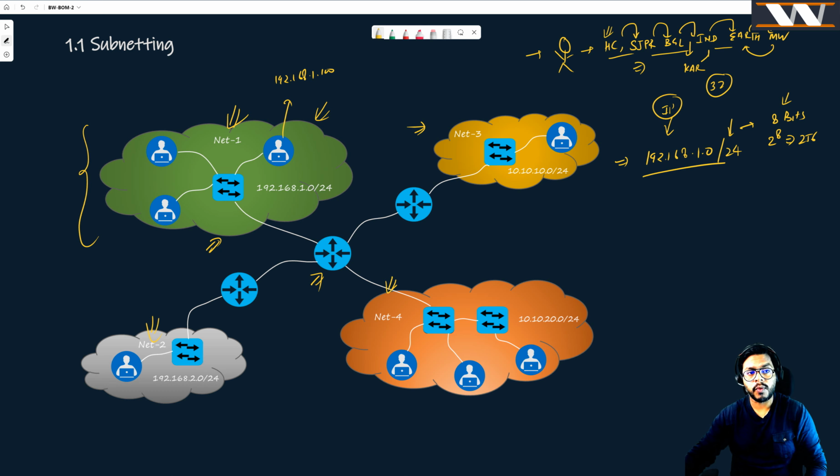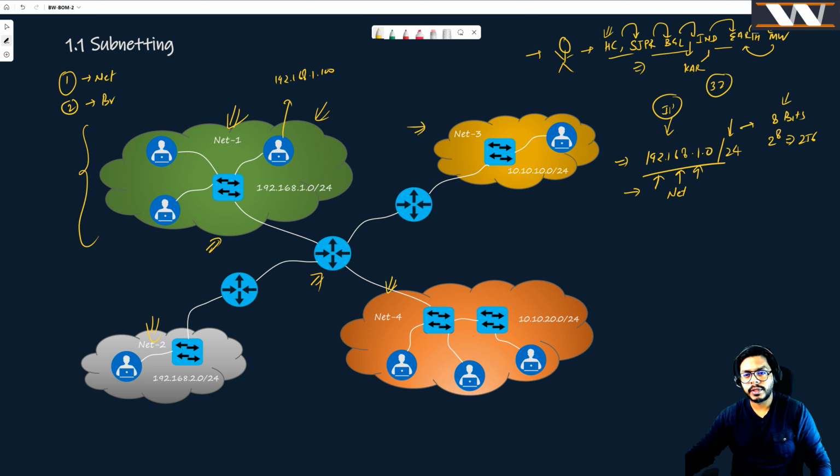Out of them, one IP address is reserved for the network number, and the last IP address is reserved for the broadcast address. We discussed that too, right? But now, what is the logic behind it? The logic behind this IP address is that the starting 3 octets, this octet, this octet, and this octet, represent the network, and the last 8 bits represent the host portion.